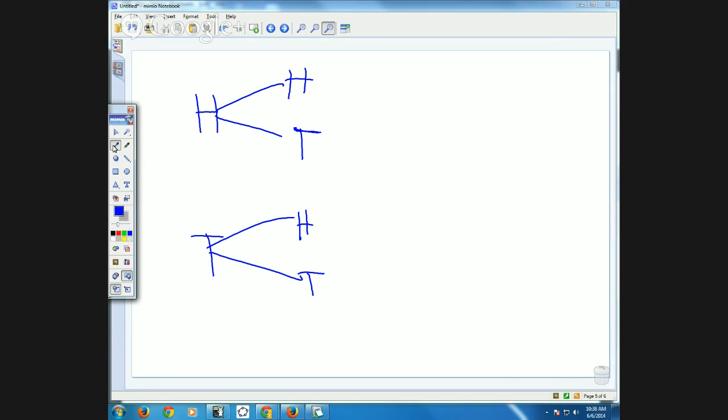All right, and then you're going to have two other possibilities coming from each one of these, because obviously there's a 50% chance of getting heads or tails.